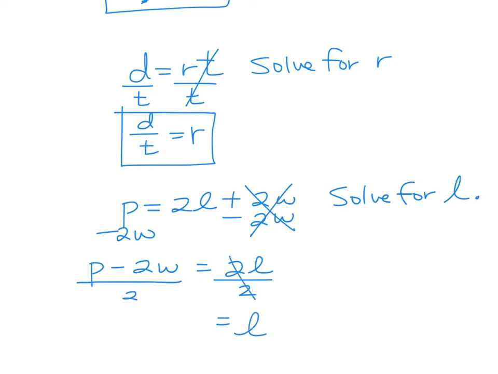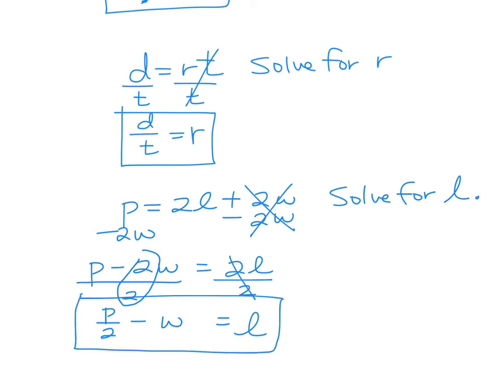2. You could write it as 1/2 P, or you can write it as P over 2 minus, what's 2 over 2 going to get us? 1, right? 2 over 2 is 1. So really all we have left for that one is the W. So length equals the perimeter divided by 2 minus the width. Okay, that's the perimeter formula. Width and length are what you're working with.